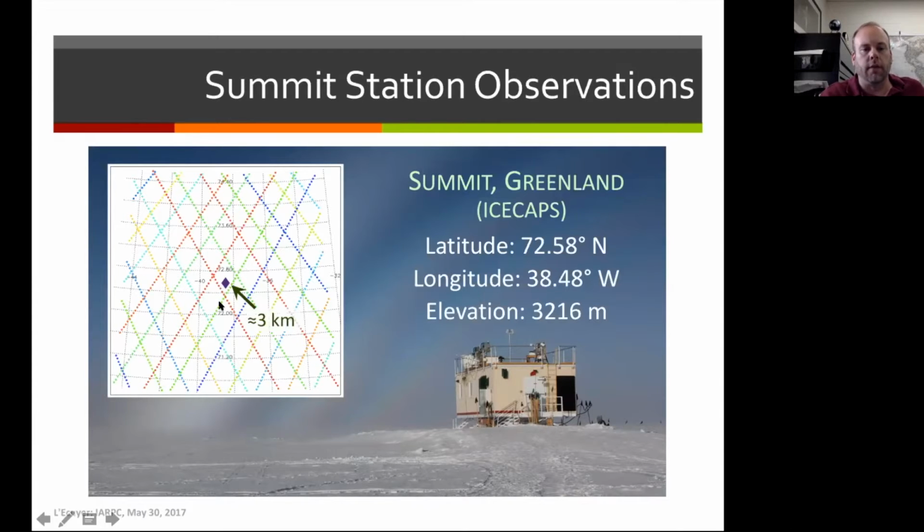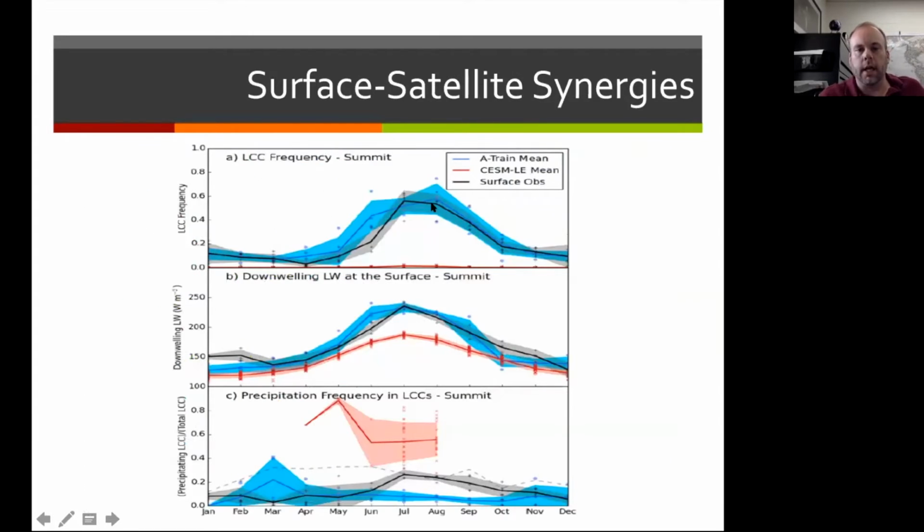We took advantage of the fact that there were some CloudSat observations very close to the Summit Station observations that were made during ice caps in Greenland. And we're actually able to produce this plot, which shows similar results to the previous slides, but now just for the one CloudSat and Calypso pixel that's located right over Summit, Greenland.